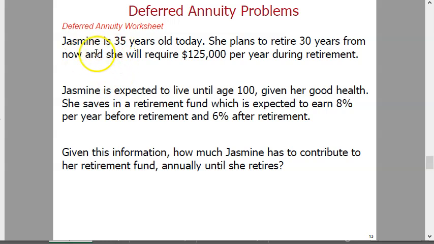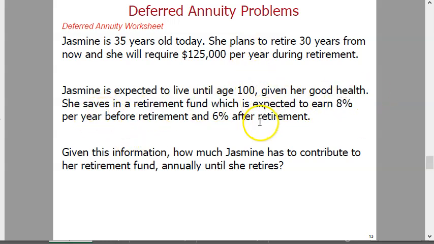So the problem is Jasmine is 35 years old today. She plans to retire 30 years from today, and she will require $125,000 per year during her retirement. So when she retires at the age of 65, from that point onwards, she needs $125,000 per year during her retirement. Then she is expected to live until age 100. So she is going to live from 65 to 100 years in her retirement.